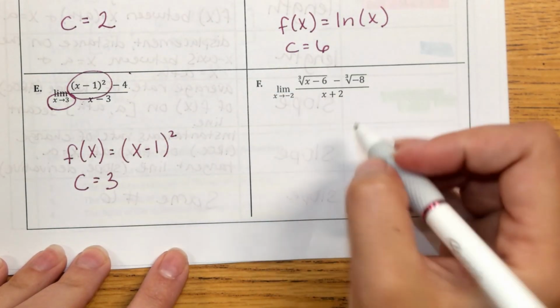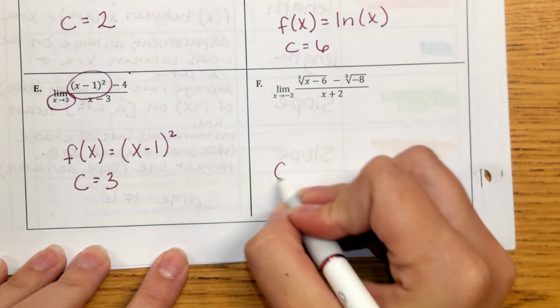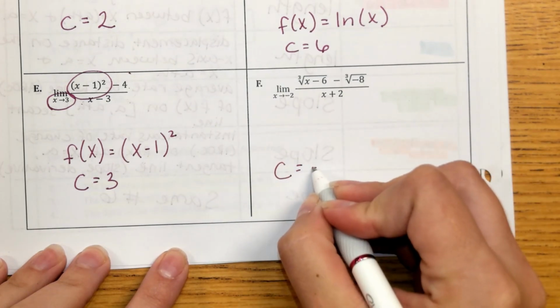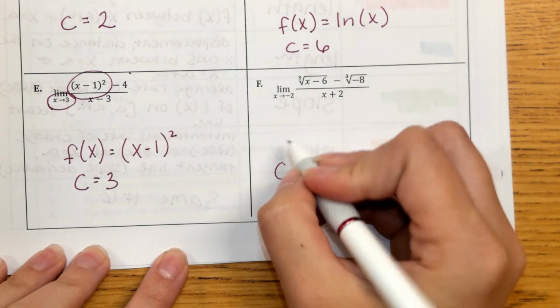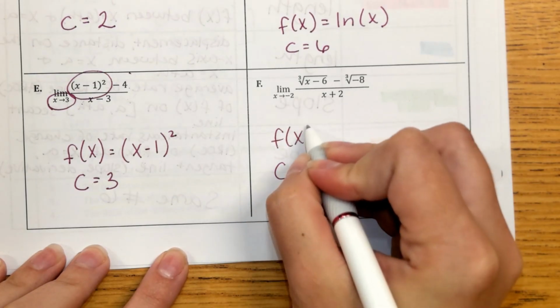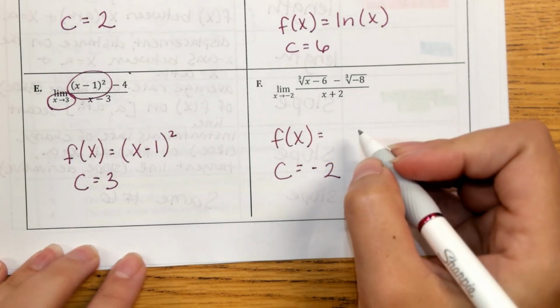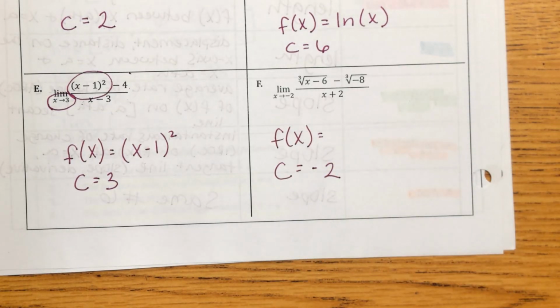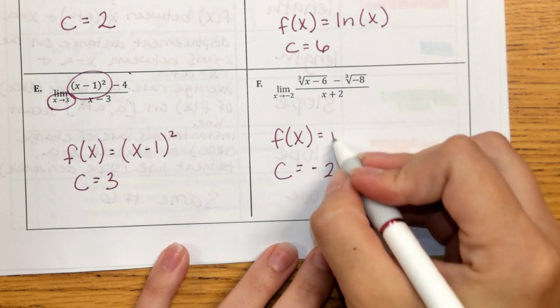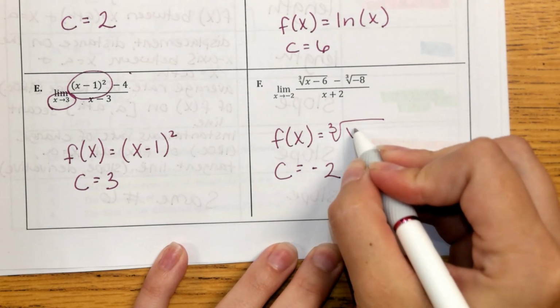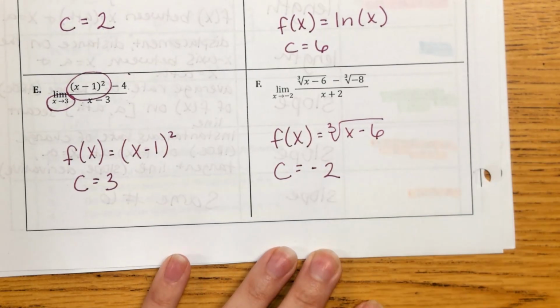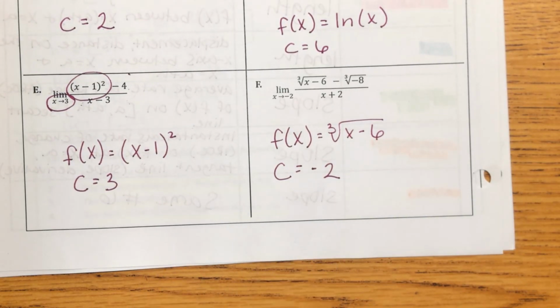Okay, so let's look over here at f. What's our value for x? -2. Okay, and what's our f of x? Yeah, -6.